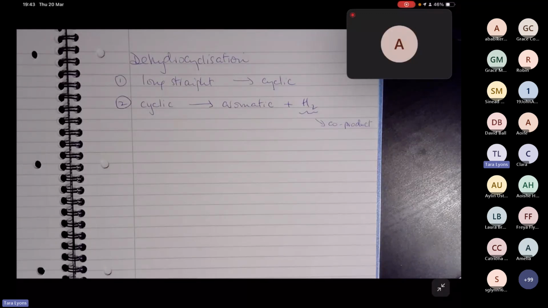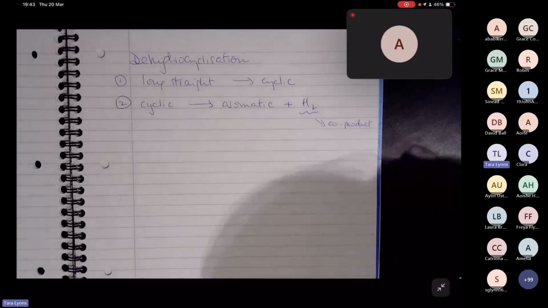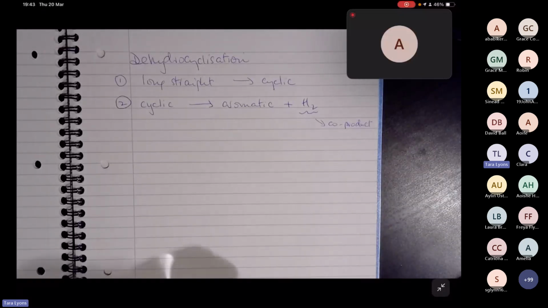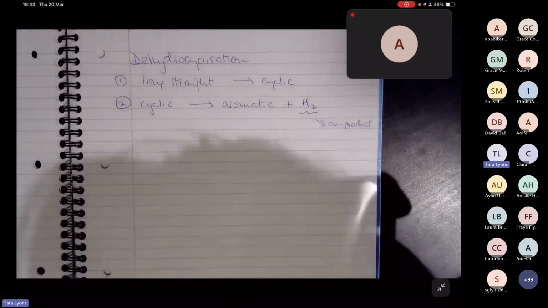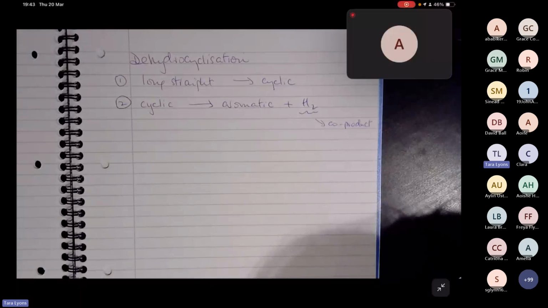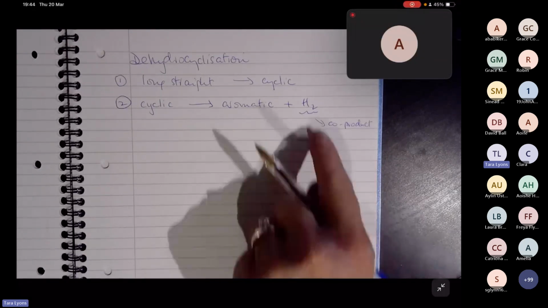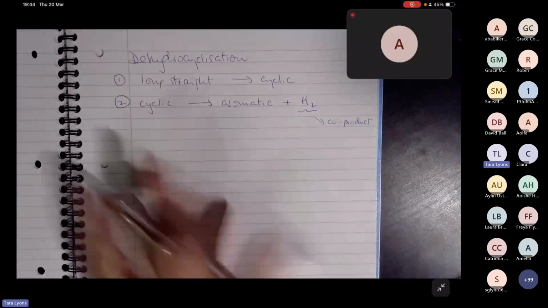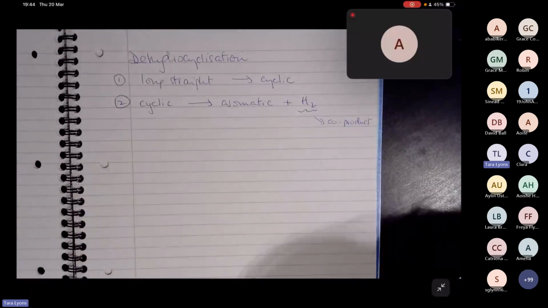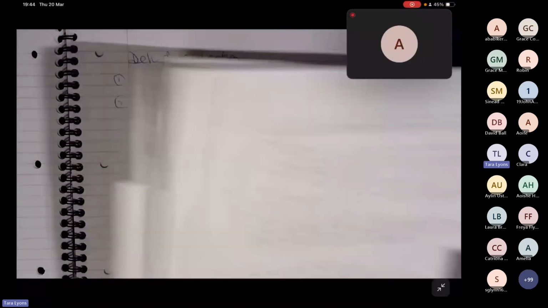And what you're doing when you're changing the structure is you're going from long and straight into something shorter with branches, into several molecules that are shorter and possibly have branches, or you're changing something long and straight into a molecule that is going to become cyclic. And then by taking hydrogen off the cyclic molecule, you end up with hydrogen gas. So you go from cyclic to aromatic. So we'll give you a couple of examples here.